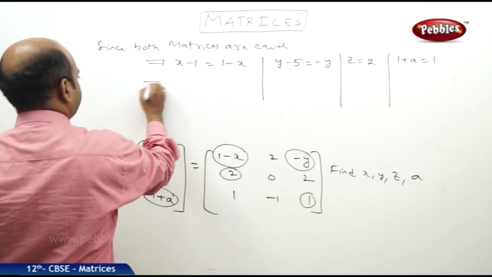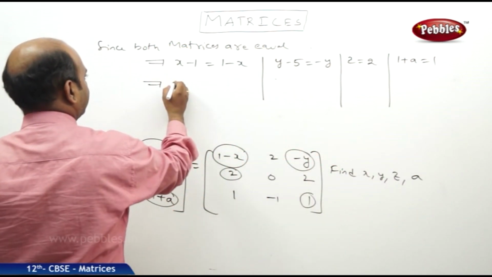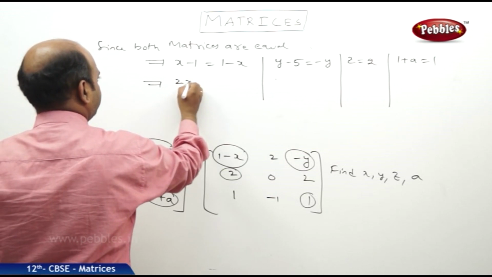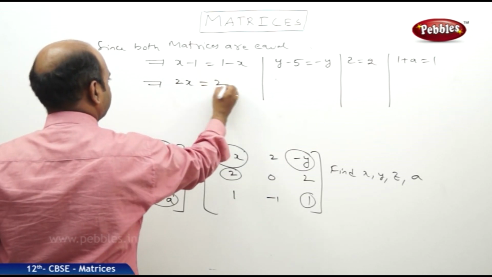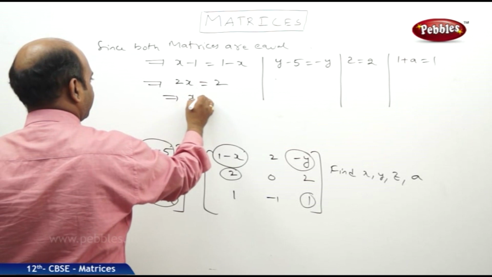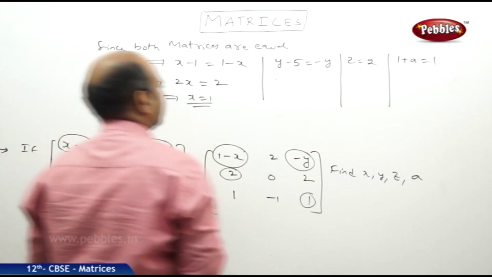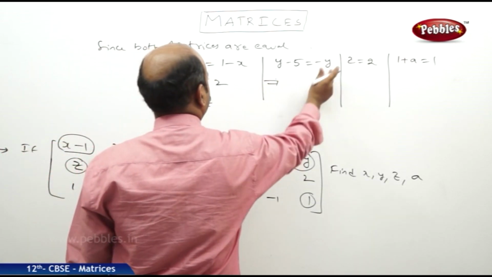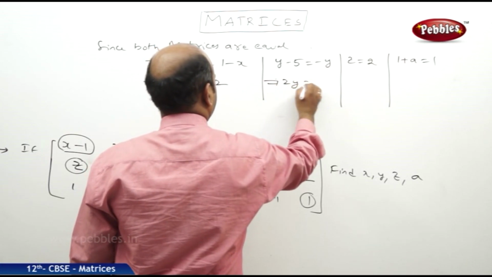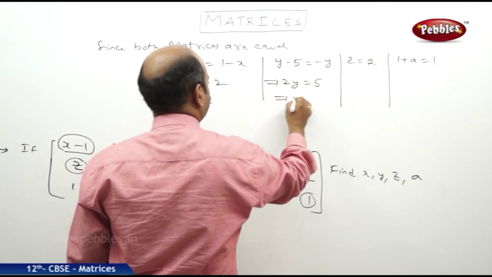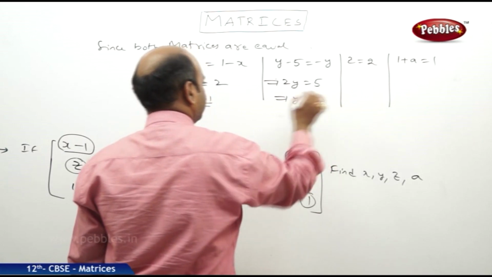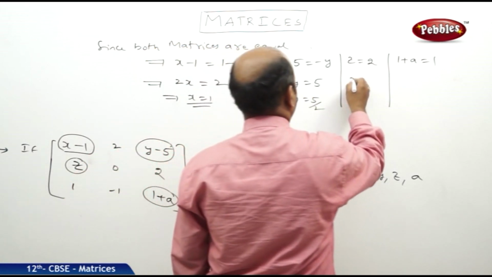So definitely what happens? x coming to this side, so 2x. 1 minus 1 going to that side, 2. So I got x is equal to 1. Here also this minus y coming to this side, 2y equal to 5. So what happens? y equal to 5 by 2. And z is equal to 2.